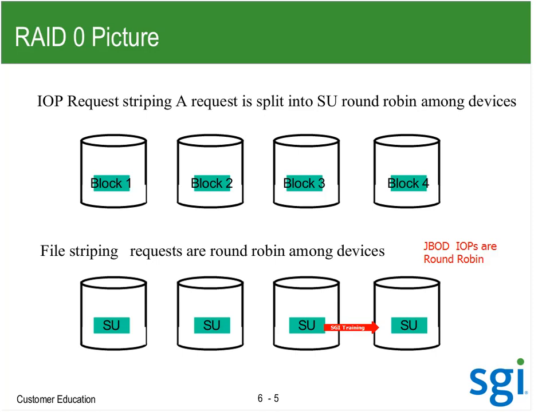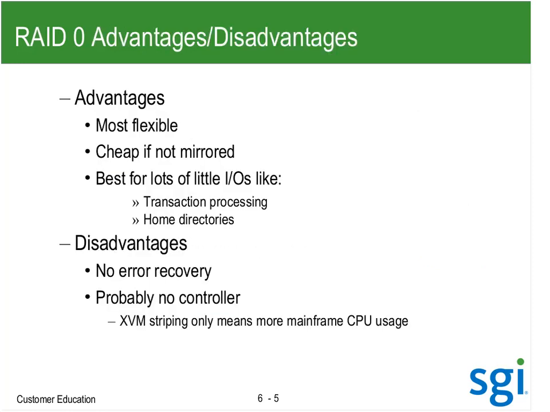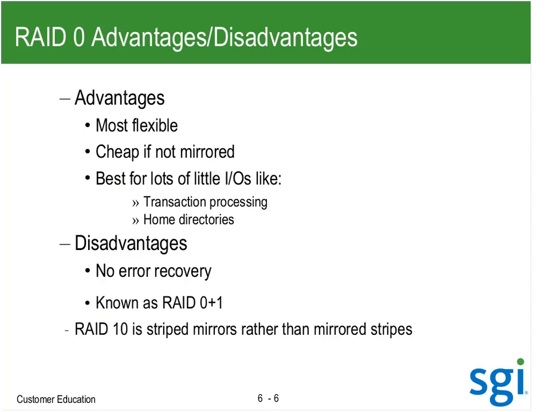A lot of the systems I see nowadays, they've got their stripe units so large that they're really doing JBOD and spreading IOPS around them rather than taking a single IOP and spreading it across the stripe group. Let me come back to that later. So advantages: most flexible, cheap if you're not mirrored, best for lots of little IOPS. Disadvantages: no recovery, probably no controller. XVM striping means more mainframe CPU usage. We don't want to have XVM do all the logical to physical mappings.